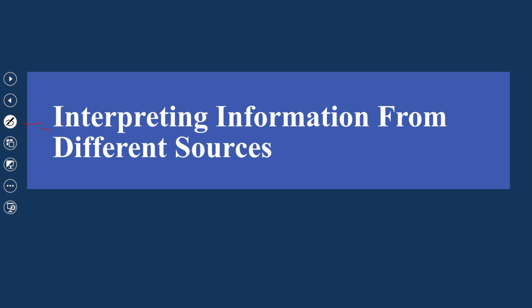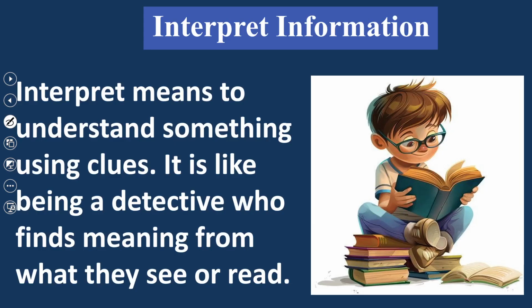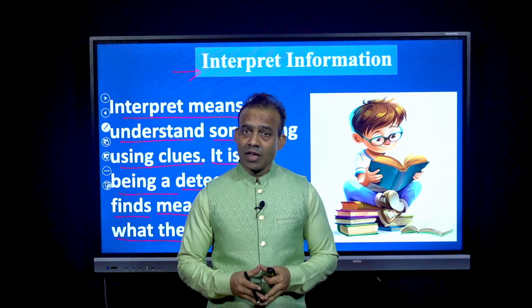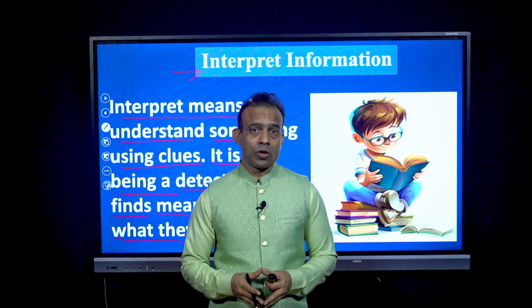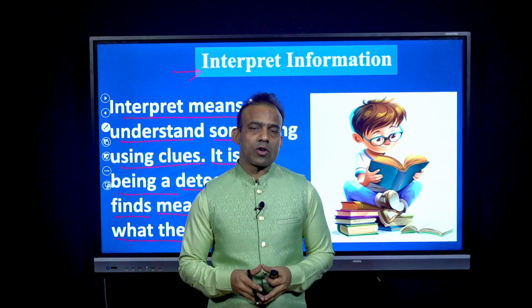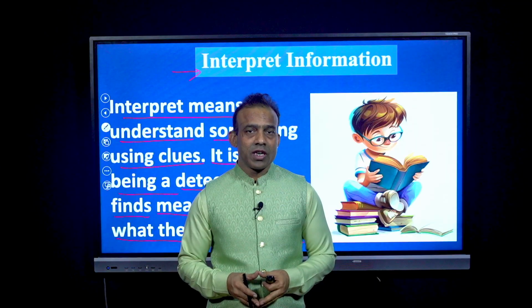Yes, first of all, we will look at the topic, interpreting information from different sources. What is the meaning of interpret information? Interpret means to understand something using clues. It is like being a detective who finds meaning from what they see or read. So, dear students, now we have a full view of the definition of interpreting. Interpreting is a process in which we try to locate, with the help of the clues, where the targeted information is placed in the text.